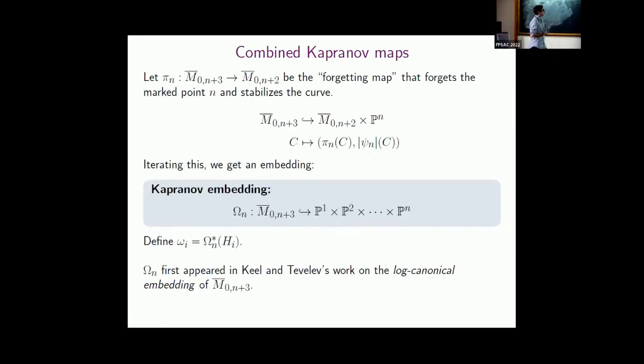And now you can use this map to get an embedding of your moduli space into a smaller moduli space crossed with projective space. So in the first coordinate, you can use your forgetting map, which forgets the largest marked point. And in the second coordinate, you have the Kapranov map, which sends it to projective space. And if you keep iterating this process, you can get an embedding of your moduli space into a product of projective spaces. We call this the omega or Kapranov embedding, and the omega classes are essentially the inverse images of hyperplanes from each of the projective space coordinates.